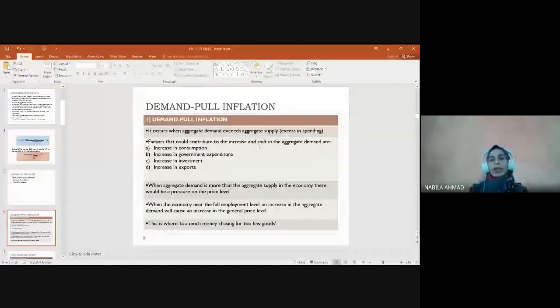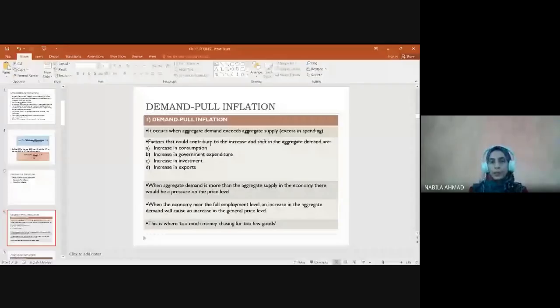So bila benda ni akan berlaku? So factors that could contribute to the increase and shift in the aggregate demand, inilah ya: increase in consumption, increase in government expenditure, increase in investment, increase in export. So keempat-empat ni akan menyebabkan increase in aggregate demand.